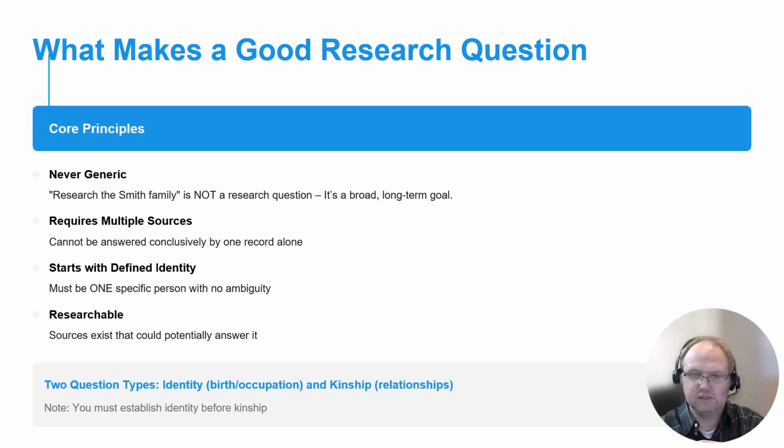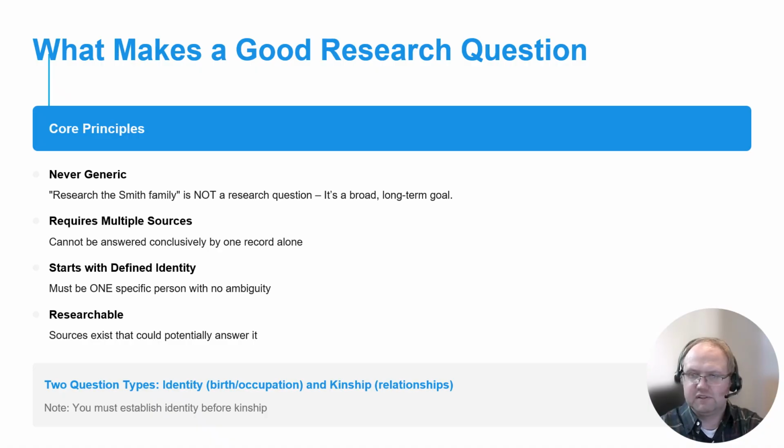These are the core of a true genealogy problem or question. Identity questions establish facts about one person. Yes, I understand that a research question and research objective are different. I get it. I can talk about that later. There is a difference between the two.